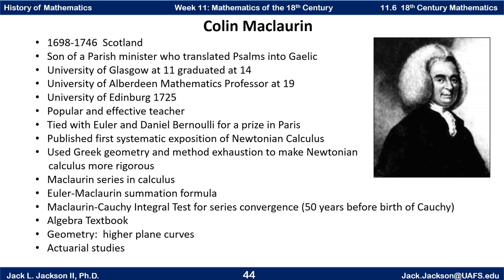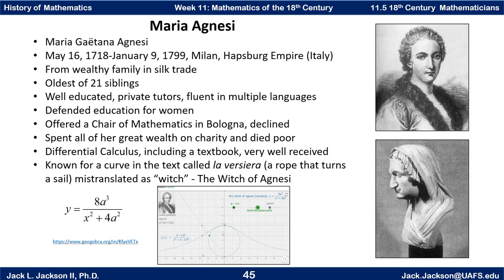Now, lest you think all of the mathematicians at this time that were any good were white dudes from Europe, I've got a few more mathematicians I want to lift up as well. First one here is Maria Agnesi. She was born in 1718, died in 1799 in Milan, which at that time was in the Habsburg Empire. Now it is in Italy.